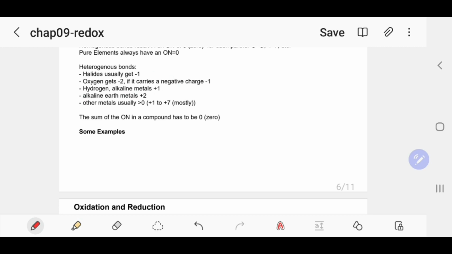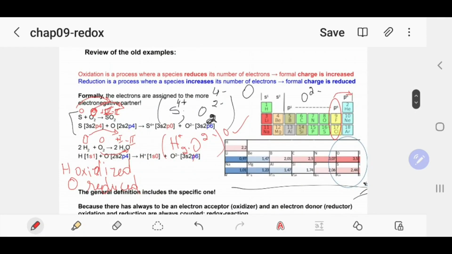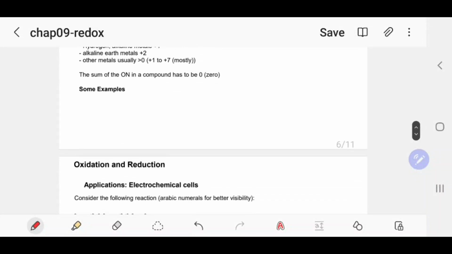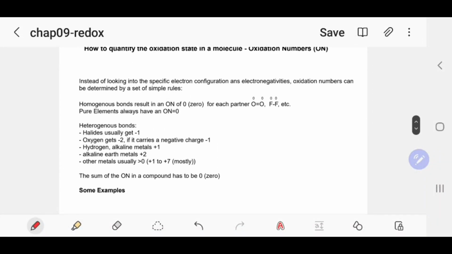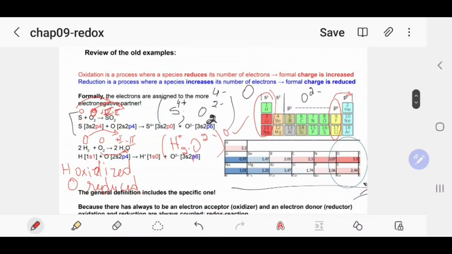Then you have hydrogen and the alkaline metals. They all get +1, like the ones that belong to the first group. These ones here, they get +1, all of them. Sodium, lithium, hydrogen, and so on. Then you have the alkaline earth metals, the ones that belong to the second group, like beryllium and magnesium. They get 2+.